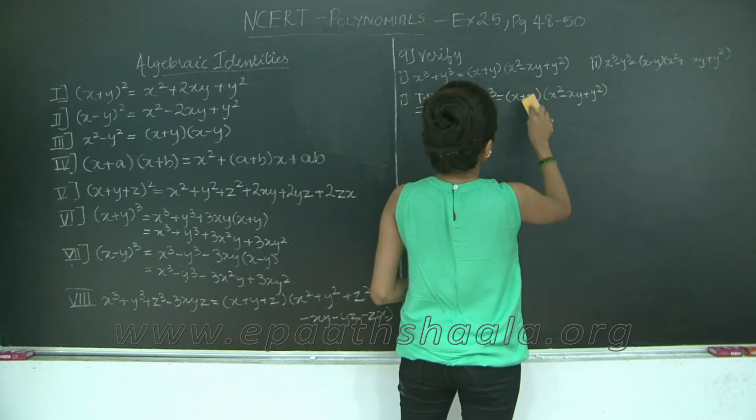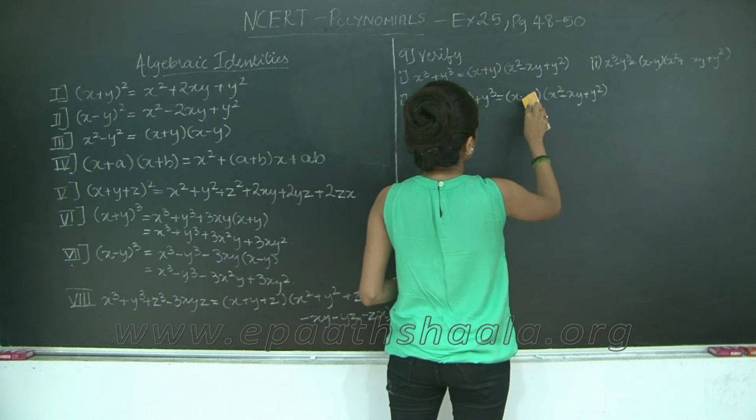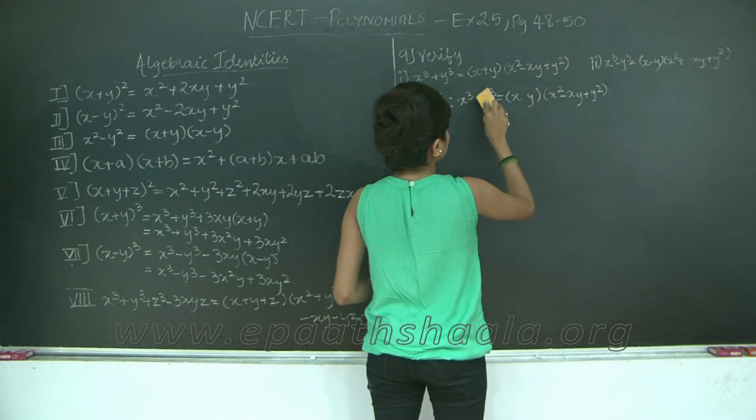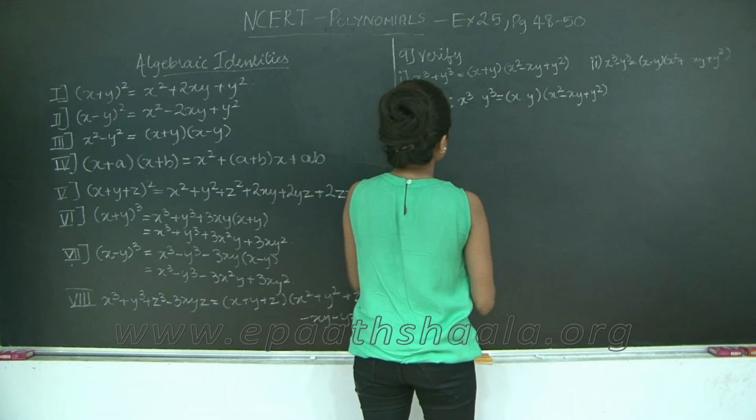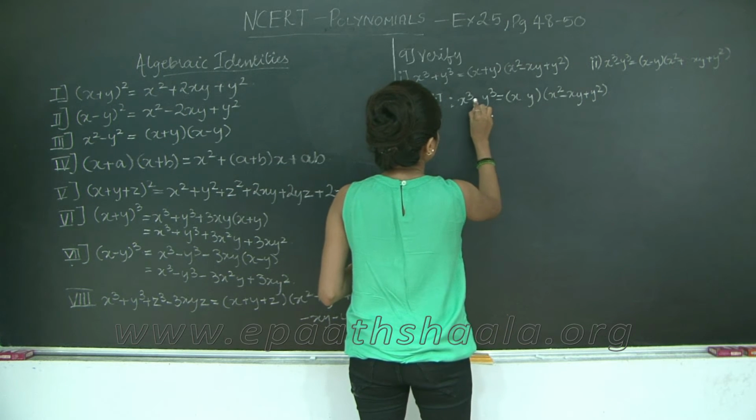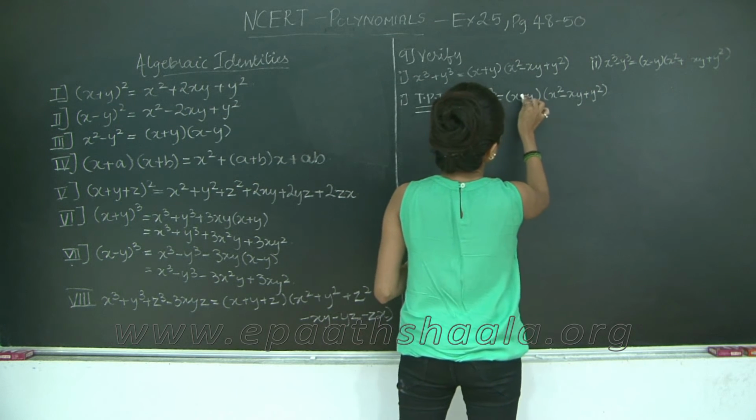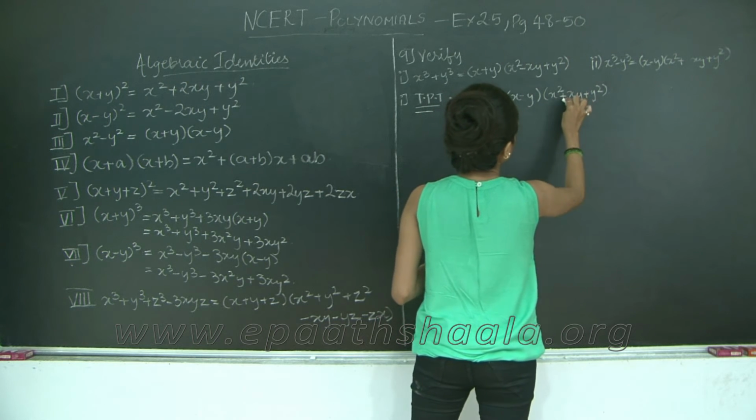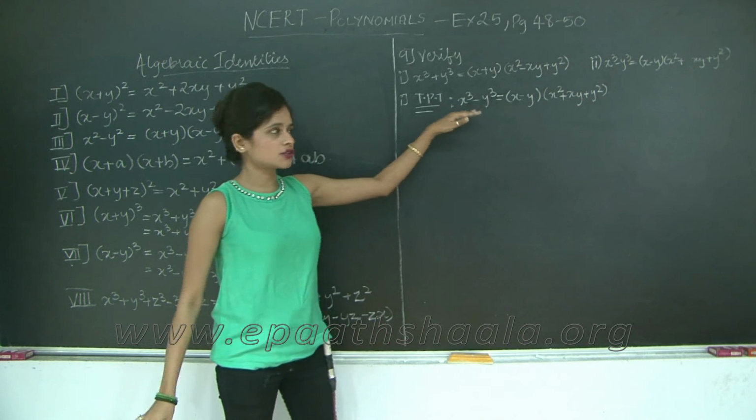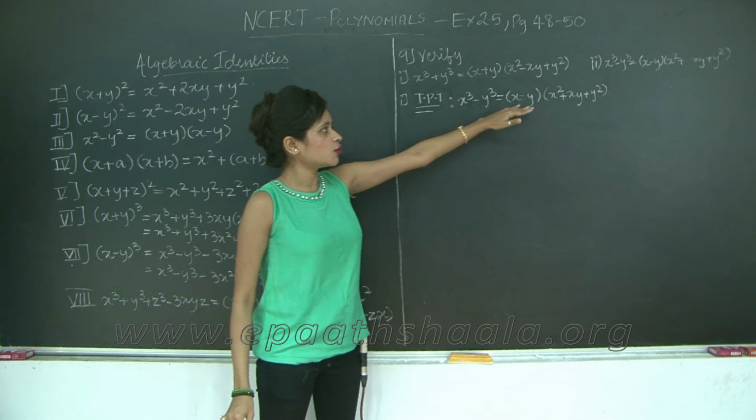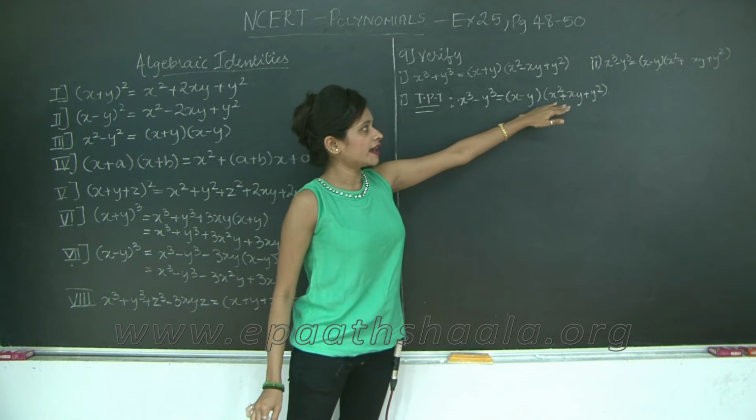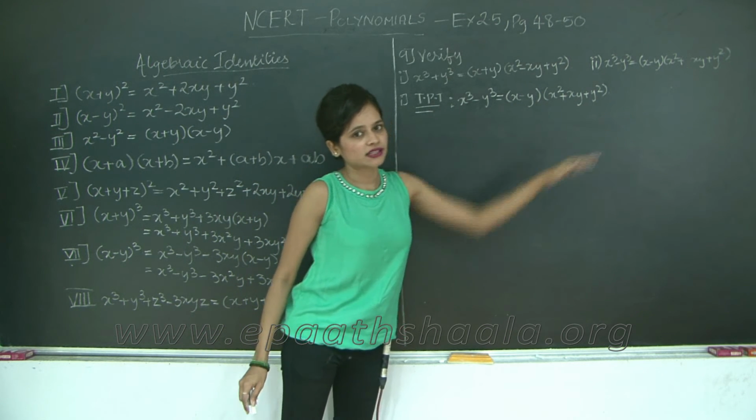So, my second question, it's almost the same as my first one, right? So, this is x minus y. So, I need to prove that x cube minus y cube is equal to x minus y into x square plus xy plus y square, right?